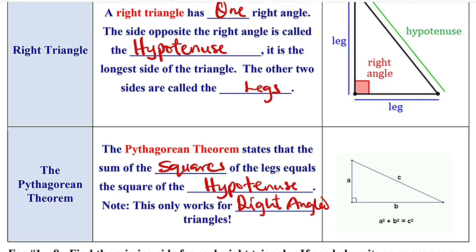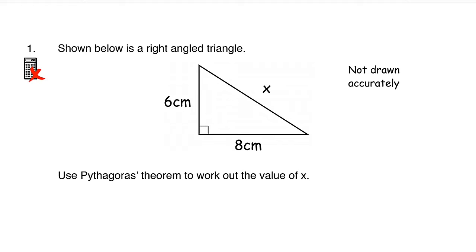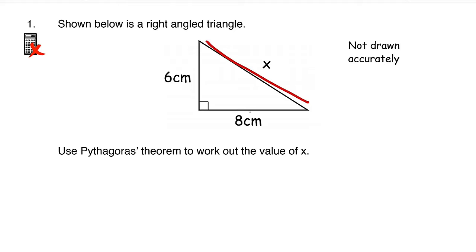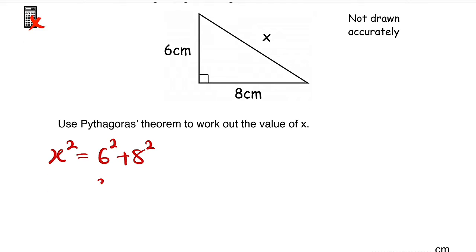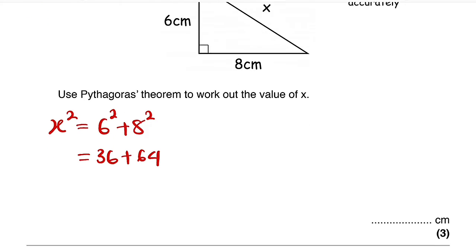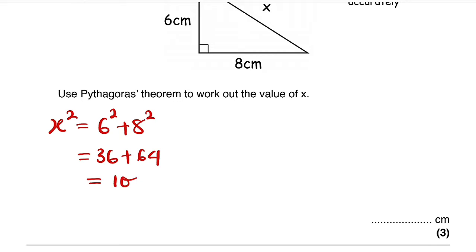All right, so let's go through some questions. Here is our question number one. Shown below is a right angle triangle. You can see the two legs are given and the hypotenuse is unknown. Use Pythagoras theorem to work out the value of x. Remember that this is the longest side because it is opposite to the right angle. So we take the hypotenuse squared equal to the sum of the squares of the other legs. 6 squared is 36. 8 squared is 64. If you add these two together, you get 100.